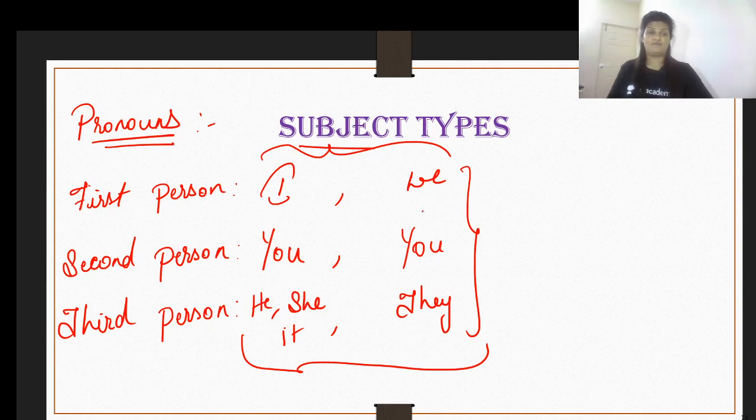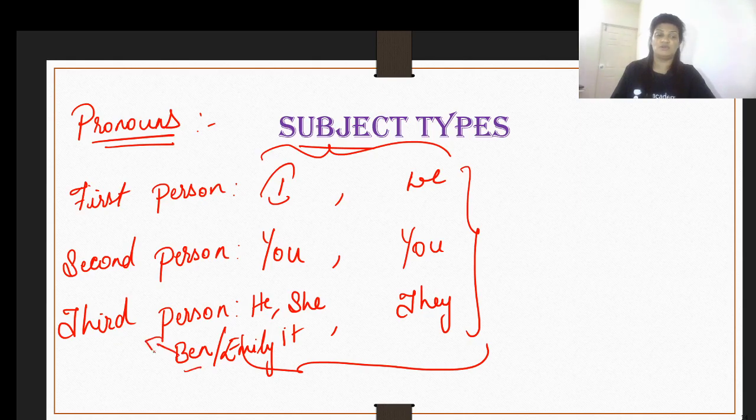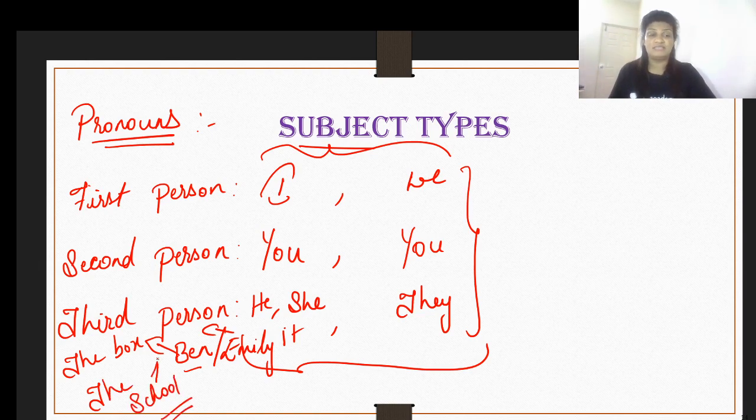Well, we also have names that we can mention in third person singular. Supposing we refer to the name of a person like Ben or Emily, it becomes a name of a person, but again, it is a third person singular. So this is a third person singular noun. And supposing we are referring to a thing like the box or a place like the school, these are our singular third person nouns.